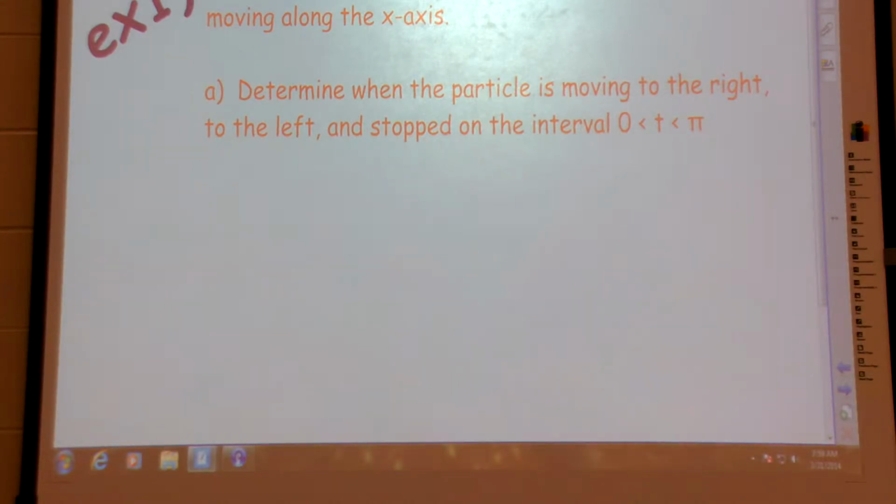...on when the particle is moving to the right, to the left, and stopped. But I only care about the interval 0 to pi. So if I want to know its motion, I analyze the velocity. Well, good news, I already have the velocity function, right? So I need to picture a graph. I think a graph helps. Remember what that looks like?